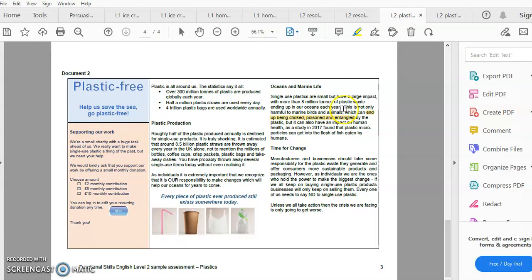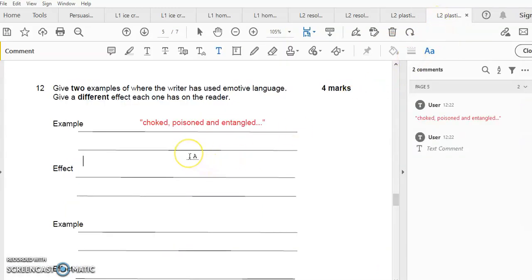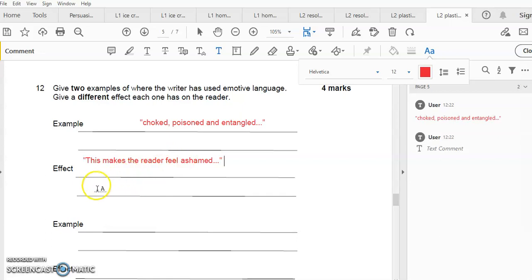Now, the context here, they are talking about marine life, animals and birds which end up killed by plastic. Within the context of this, seeing as overall it's trying to get us to cut down on our plastic use, I could say this makes the reader feel ashamed. That's valid. It could make us feel ashamed at the amount of plastic we chuck away without thinking about it. And again, here, as long as your interpretation is backed up, someone could put something different. This shocks the reader, for instance, and that's fine as well, as long as your interpretation is backed up.